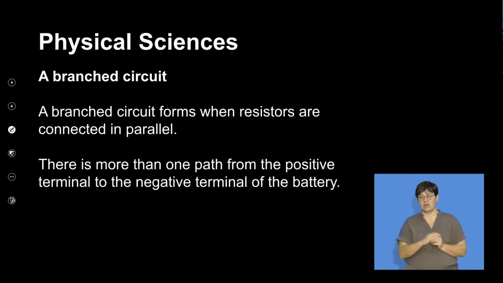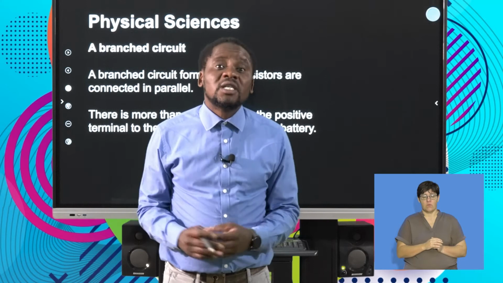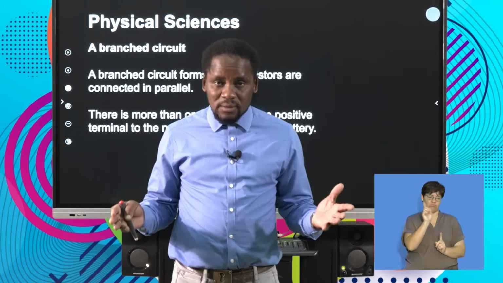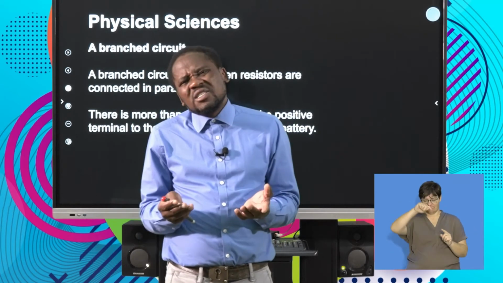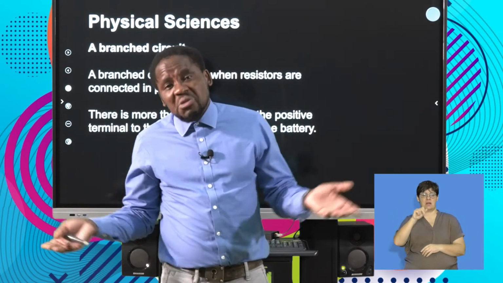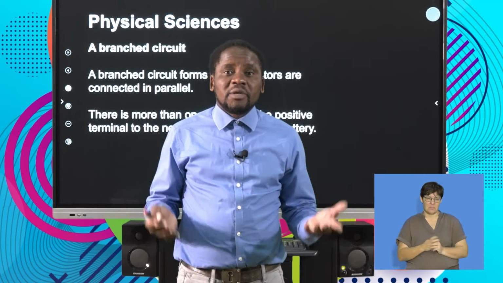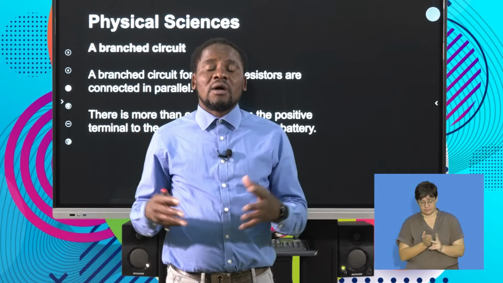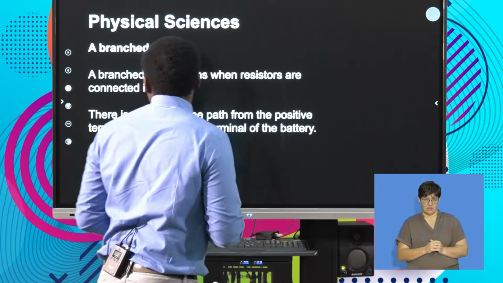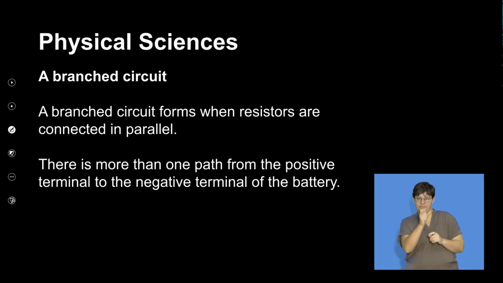Now, let's look at a branch circuit. The term branch suggests that there is more than one alternative path in the circuit, while in a series circuit we only have one. A branch circuit is in many ways what we would refer to as a parallel circuit, which provides more than one path for the current. So a branch circuit forms when resistors are connected in parallel. A parallel combination of resistors gives us a branched circuit.